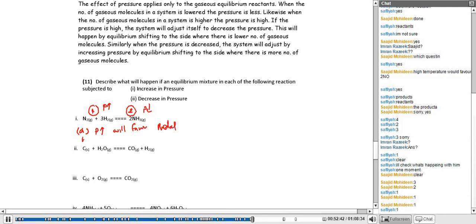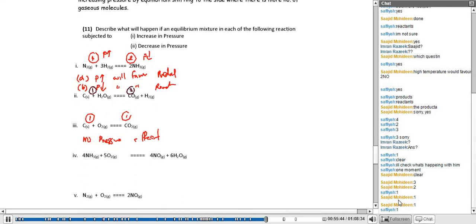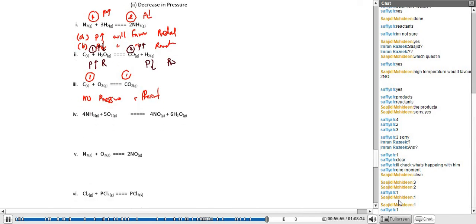Products is less pressure. B. Decreased pressure will favor reactant. If there's no pressure effect, like in this case, 1, 1, write no pressure effect. Right? Okay, start. Products 2. So pressure is high, the pressure is low. So increased pressure will favor the reactants. Decreased pressure will favor the products. That's the second one's answer.